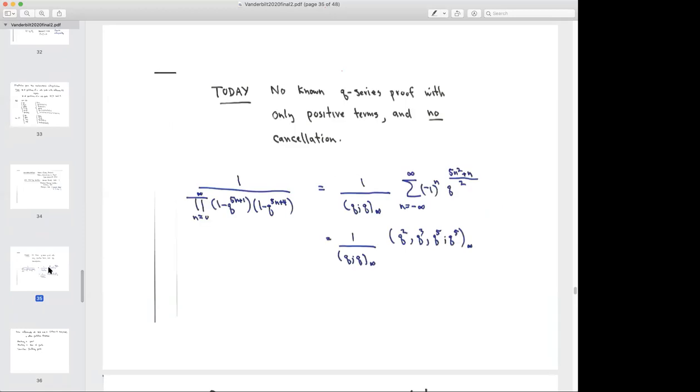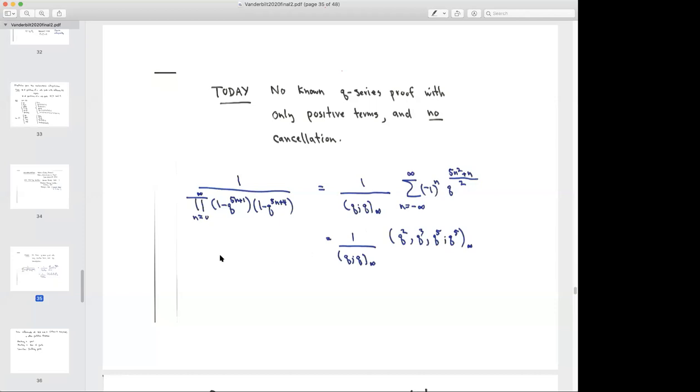Well, right now today, there is no known q-series proof with only positive terms and no cancellation. All of these proofs have some cancellation in them somewhere. And usually the cancellation comes from this fact right here, which I've written in blue, that the 1 and 4 mod 5 comes from a Jacobi triple product divided by a q infinity. The Jacobi triple product is 2, 3, 5, leaving 1 and 4 mod 5. There's no known proof, so there's no known direct bijection.